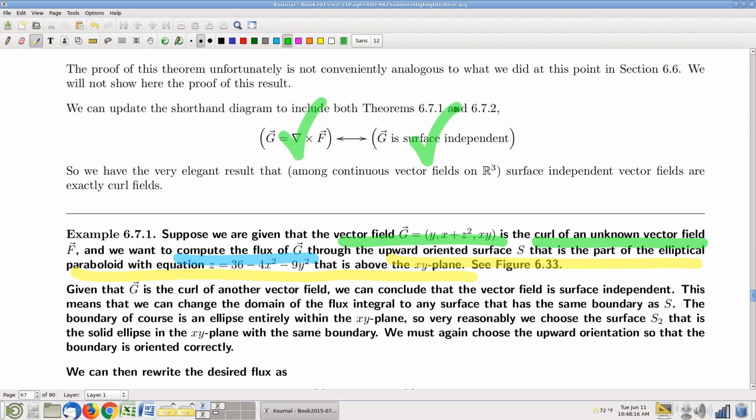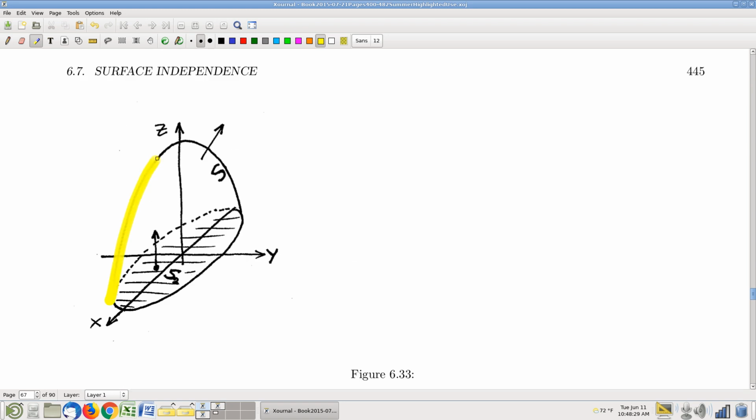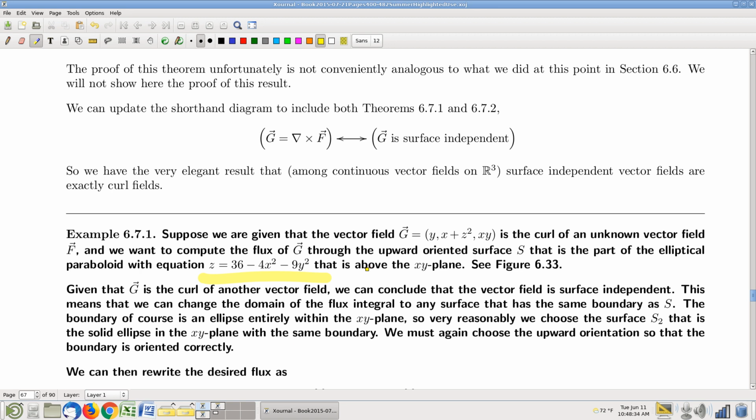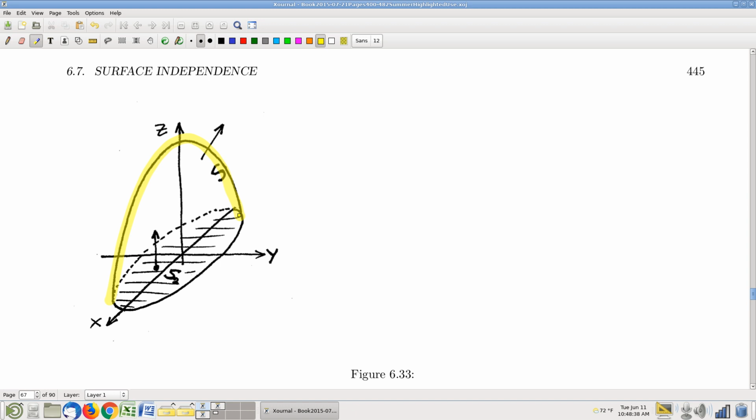So let's look at our surface here. Our surface has this equation, z equals, an upside down elliptical paraboloid. That's this thing here. Specifically, we're looking at the part that's above the xy plane. So it's just what I have there. It's this. It's an upside down bowl, sort of an oblong upside down bowl.